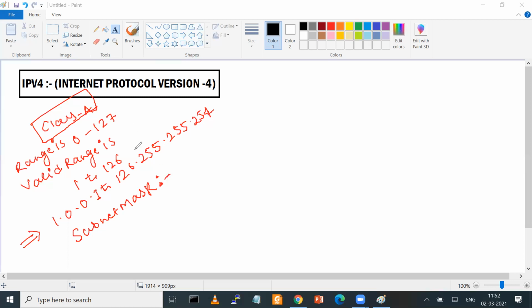हर एक क्लास के साथ सबनेट मास्क भी हम यूज करते हैं. With every class we use subnet mask. Subnet mask basically looks like this. क्लास ए का सबनेट मास्क मेरा क्या? 255.0.0.0. That's class A subnet mask. So guys, the very first question, what is subnet mask?